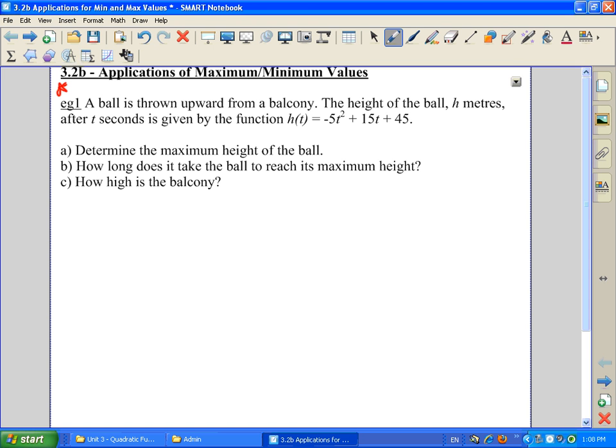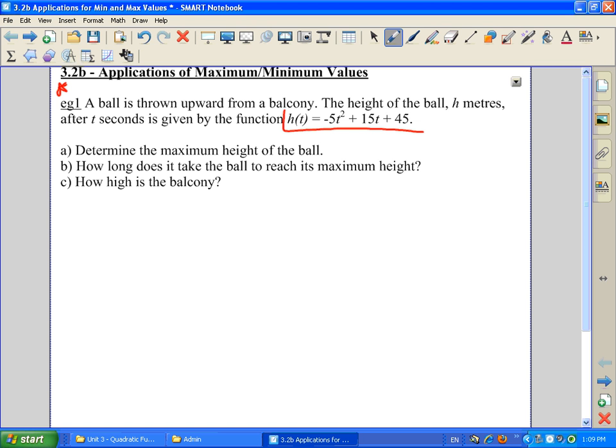A ball is thrown upward from a balcony. The height of the ball, h in meters, after t seconds is given by this function, h of t equals negative 5t squared plus 15t plus 45. I will tell you the negative 5 is close to negative 4.9, which is the acceleration due to gravity, which if you take physics, you'll learn a lot about. So you'll see either negative 4.9 or negative 5 rounded quite often whenever we're talking about the throwing of a ball or of an object.